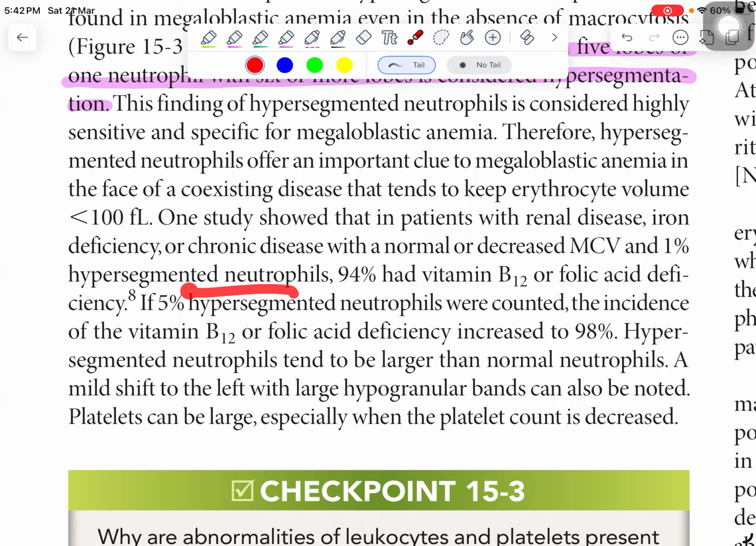So hypersegmented neutrophils are very important, because for B12 deficiency and folic acid deficiency, the accuracy will increase to 98%.